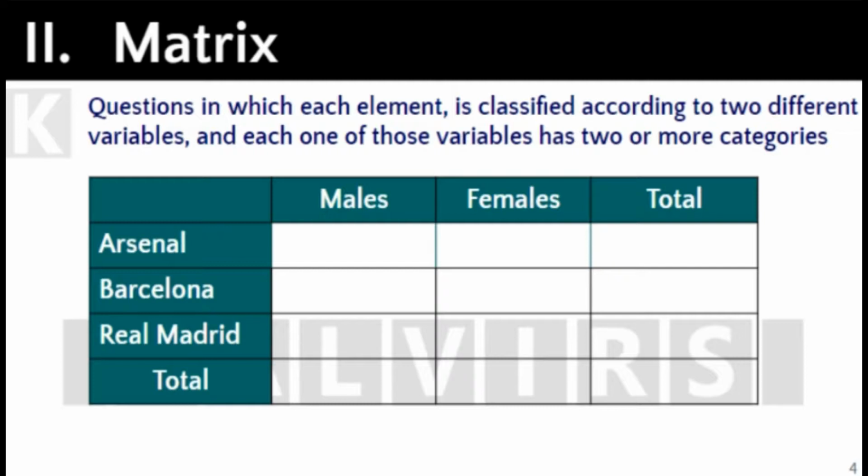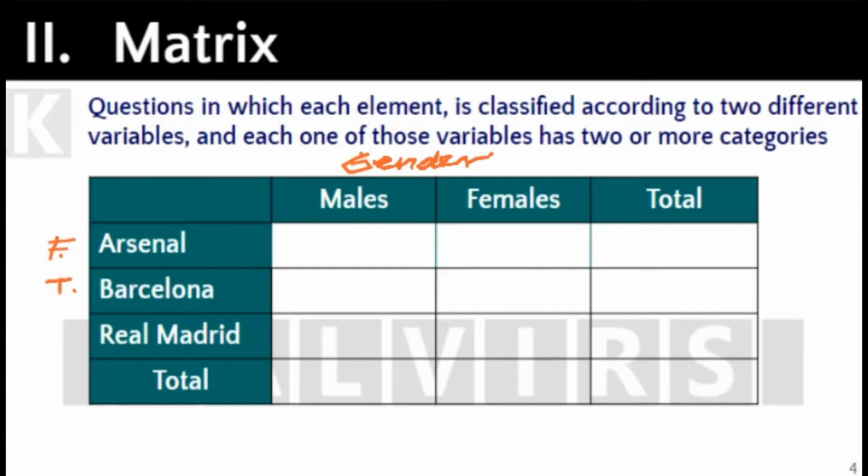For example, we could have the variable gender. This variable could be classified as male and female. We also could have the variable football team, and this variable could be divided as Arsenal, Barcelona, and Real Madrid.